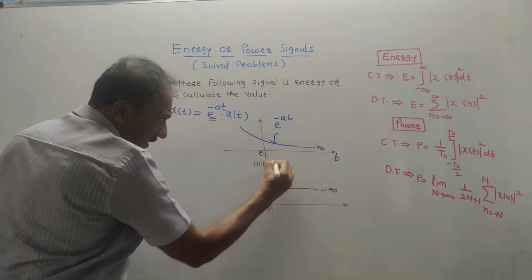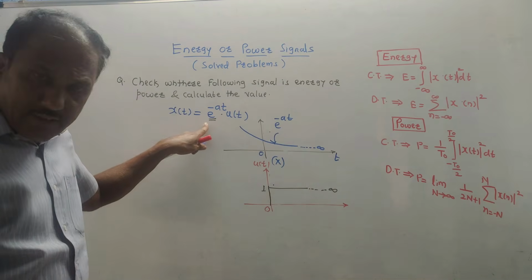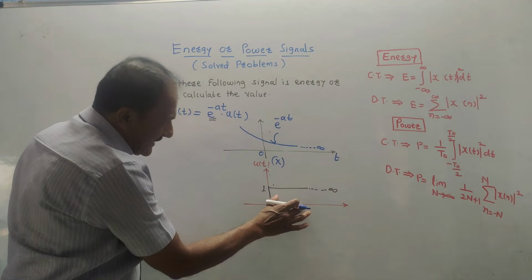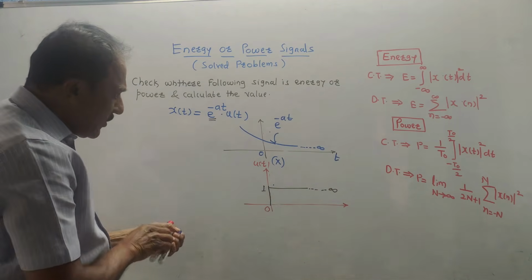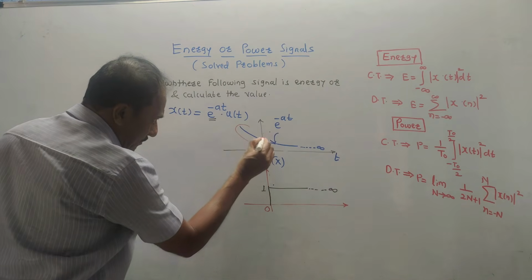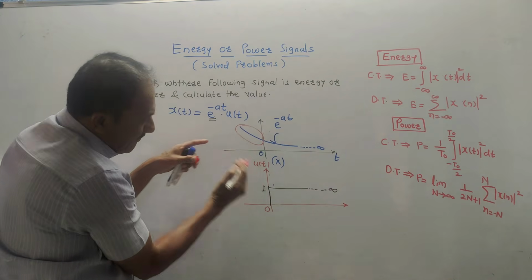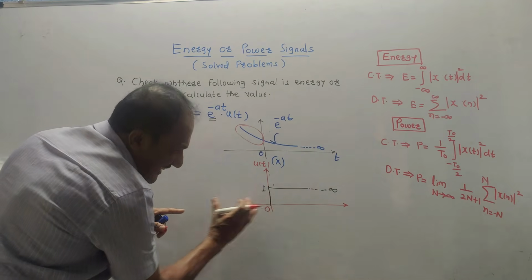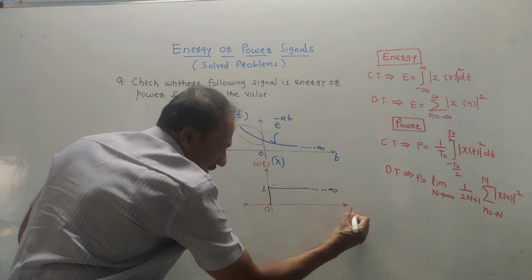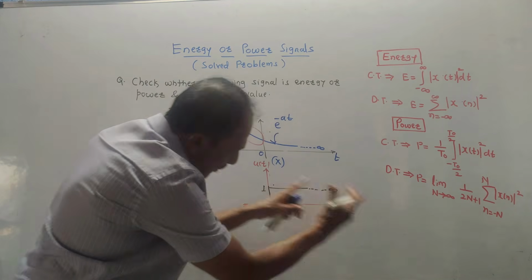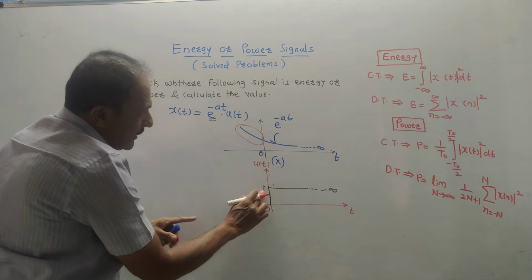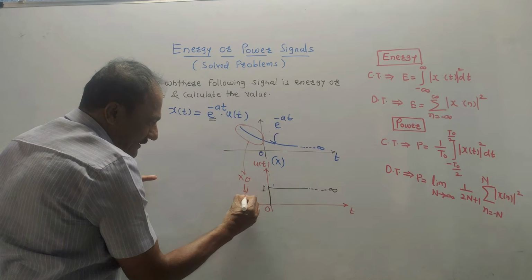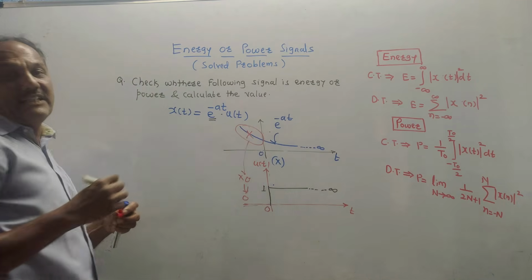If you take the multiplication of these two signals, which is given in the question, e raised to minus at into u of t, then the negative part of the signal, the part present on the negative time period, gets multiplied with 0, because u of t has 0 signal on the negative time period. u of t is present only at the positive time period and its amplitude is 1. So this part gets multiplied with 0 and the answer is 0.